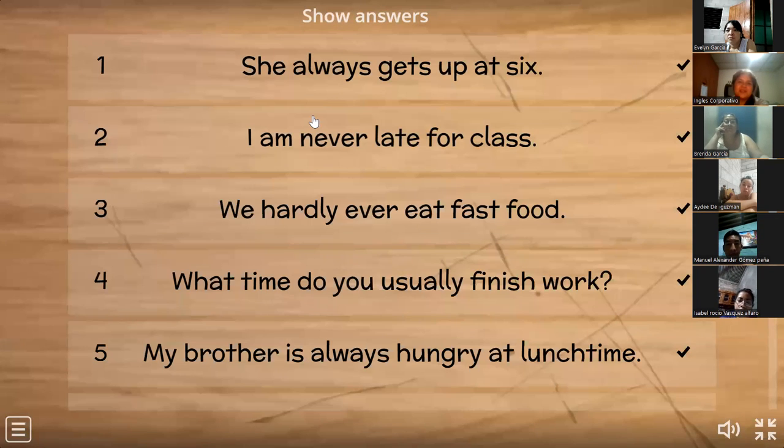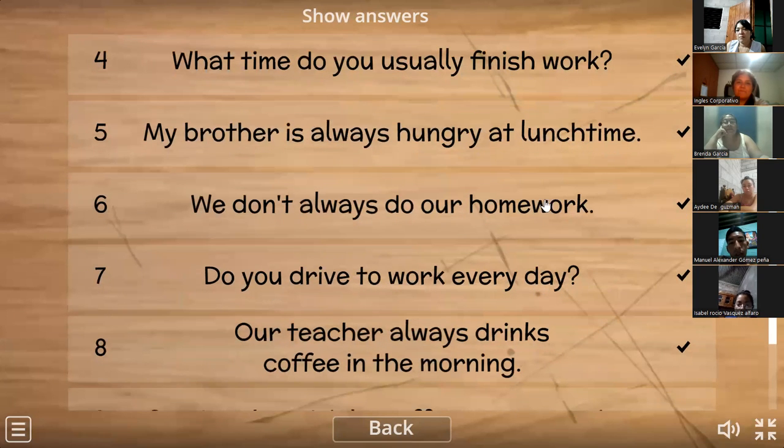Okay, show answers. She always gets up at 6. I'm never late for class. We hardly ever eat fast food. What time do you usually finish work? Usually. Mm-hmm. My brother is always hungry at lunchtime. We don't always do our homework. No siempre hacemos las tareas. Do you drive to work every day? Our teacher always drinks coffee in the morning.